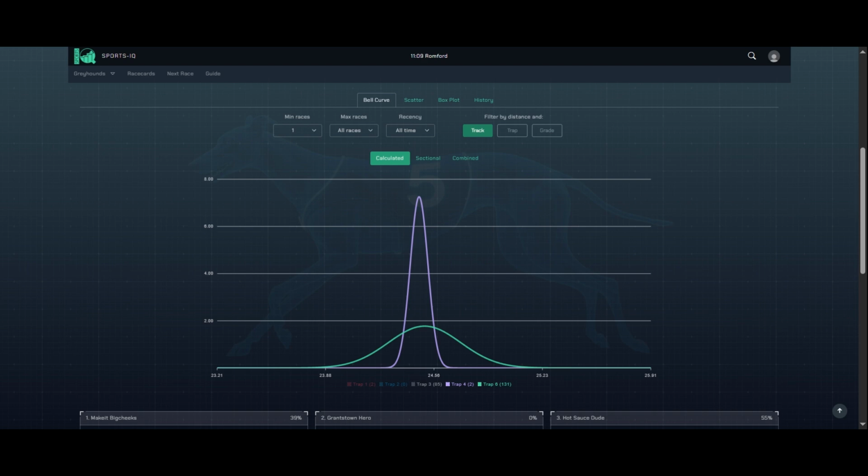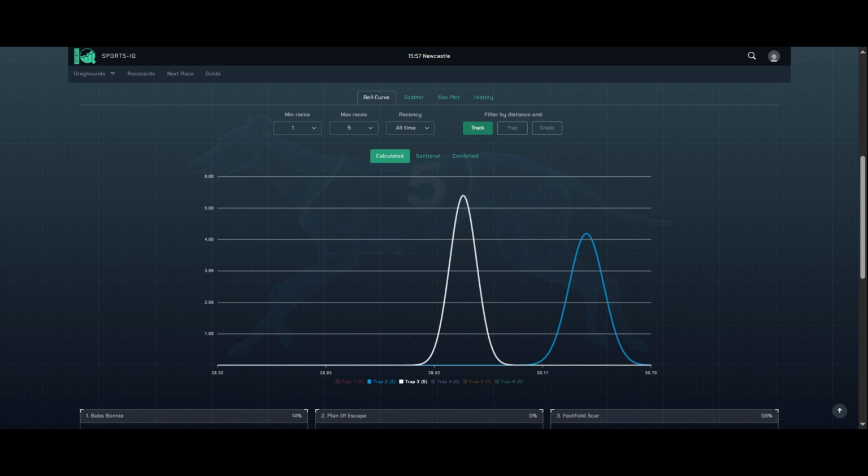We then compare it to trap 6, and it's sort of short and wide, showing its real extreme fast times are much faster than trap 4. But then if we look at the other side, its extreme slow times are also a lot slower than trap 4. It's not very high in the curve, showing quite an inconsistent dog. So we don't really know what we're going to get. At its best, it's going to smash trap 4, but at its worst, it's going to lose.